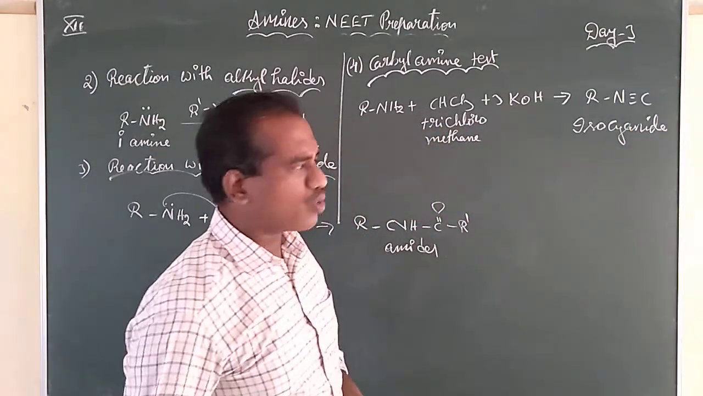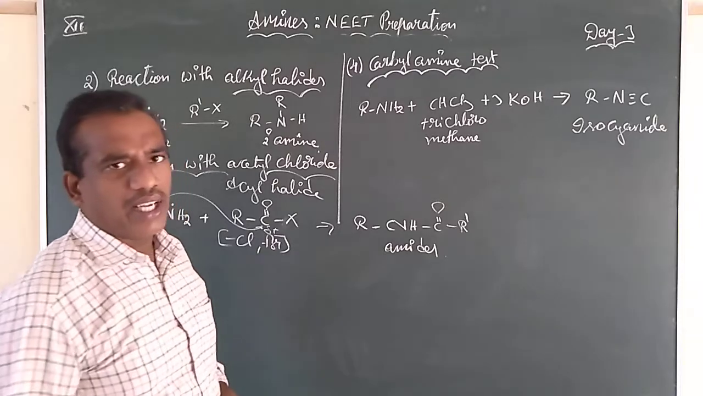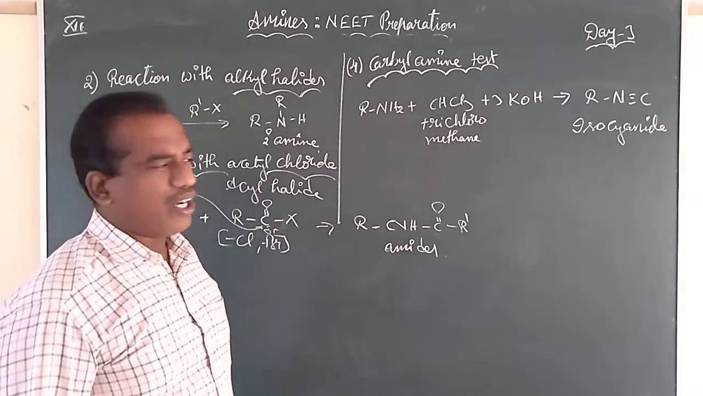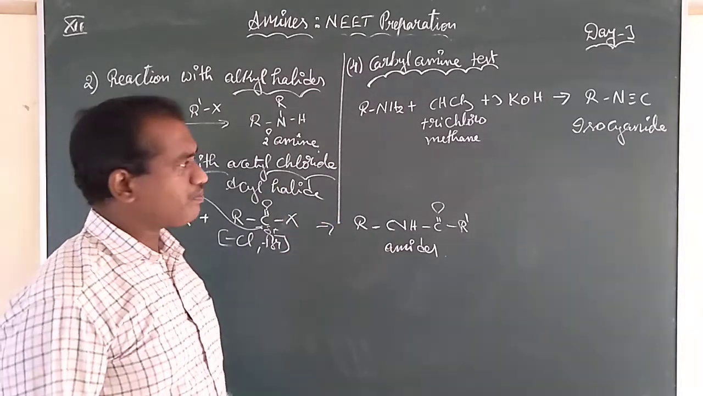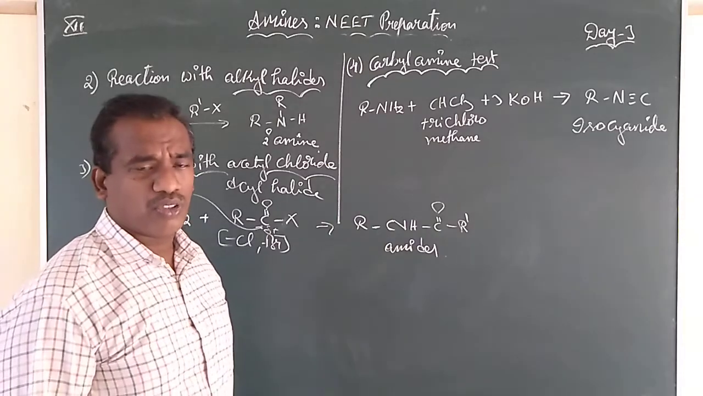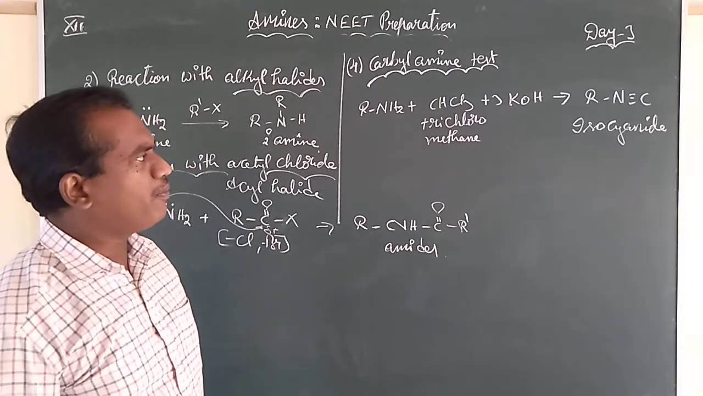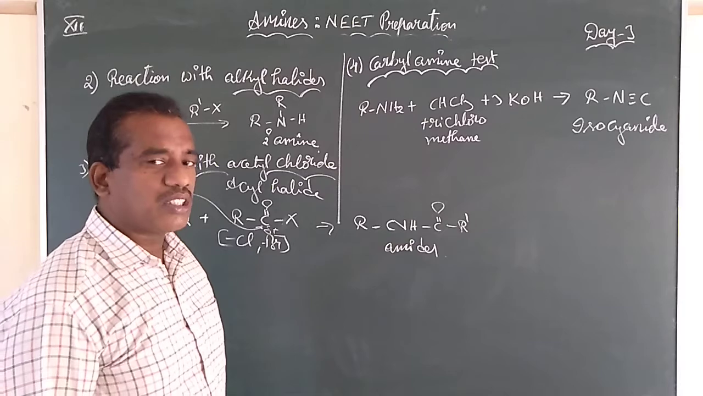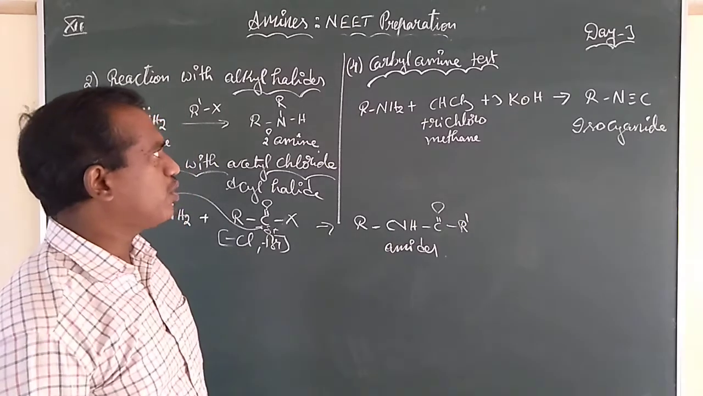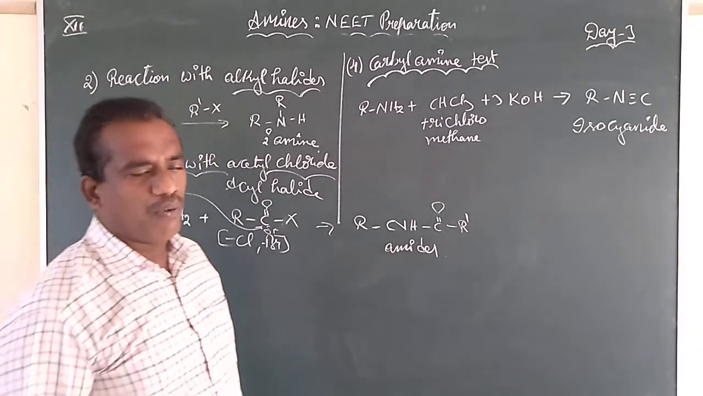Foul smelling compounds. What are they? Foul smelling compounds. We want the main point. We don't want the byproducts. We want the main products. What will be formed? Isocyanides. What is the smell? Foul smelling compounds. So that's what we have learned up to the fourth property.